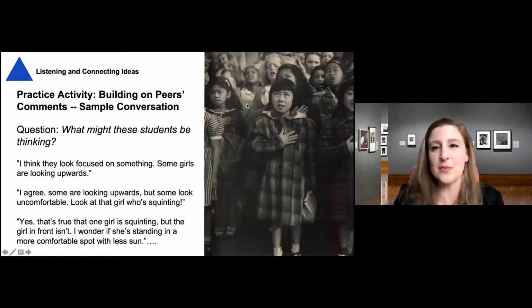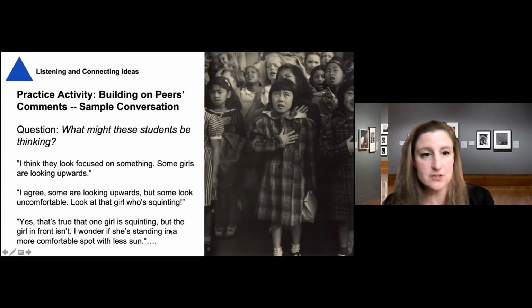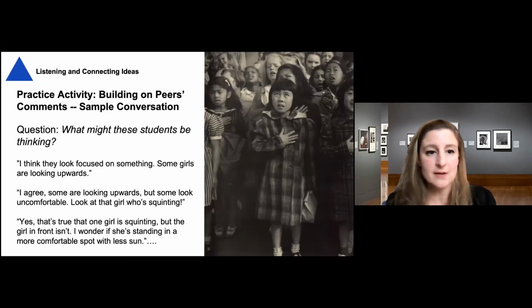So here's an example. I just got it started so you could see how it might play out. Here's a question about these students saying the Pledge of Allegiance. The question is, what might these students be thinking? So the first person might say, I think they look focused on something. Some girls are looking upwards. The next person might say, I agree, some are looking upwards, but some look uncomfortable. Look at that girl who's squinting.